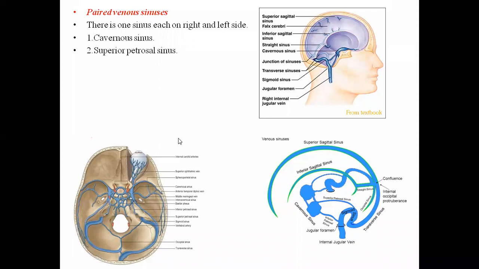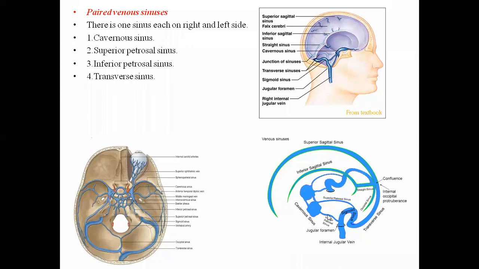Superior petrosal sinus. Superior petrosal sinuses are here, in this area. Superior petrosal sinus is related to the petrous part of temporal bone. Cavernous sinus is related to the body of the sphenoid bone. On either side of the body of the sphenoid bone, we have cavernous sinus. Inferior petrosal sinus, which is related to the lower aspect of the petrous part of temporal bone. Here we can see inferior petrosal sinus.